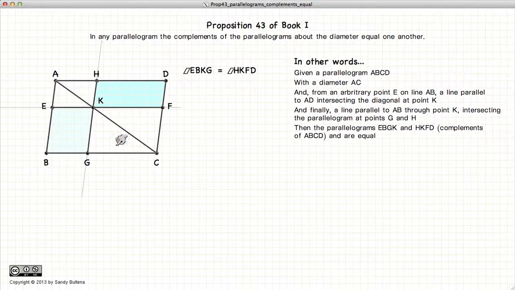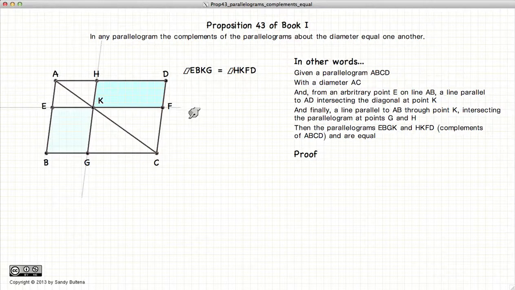If we have a parallelogram with a diagonal and parallel lines within the parallelogram, crossing the diagonal at the same point, the resulting parallelograms are called the complements. So to restate, the complements of any parallelogram are equal in area.